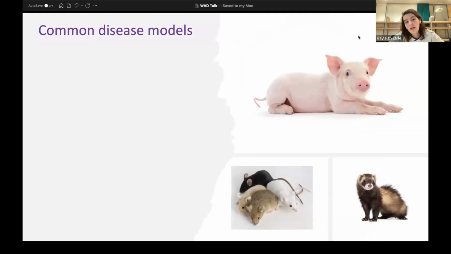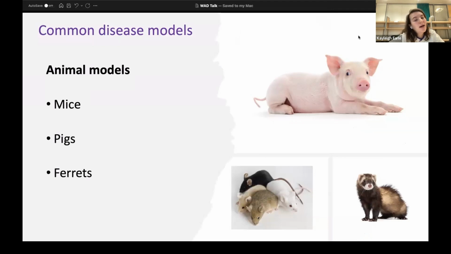We also have animal models. So for cystic fibrosis in particular, a lot of the common animal models are obviously mice, pigs, and ferrets. And for the animal models, normally we have to alter the CFTR gene. So most of them are knockouts, where you essentially delete the gene and it no longer functions, giving these animals cystic fibrosis.